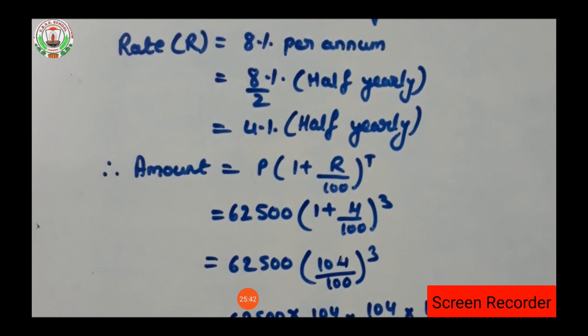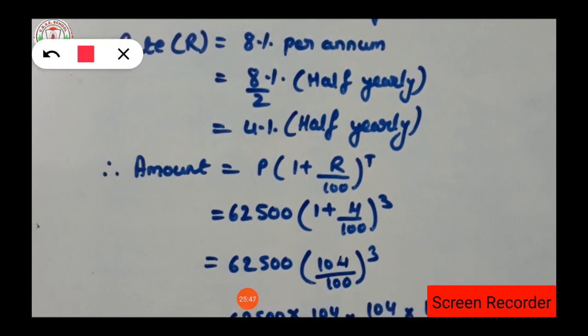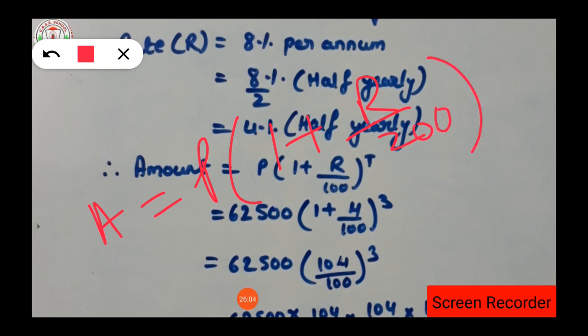Or if you are getting confused in converting the time into double and the rate into half, the formula can be changed into the form P into 1 plus R by 2, or R upon 200, to the power 2 into T, like this. Directly you can change all of it, whatever changes we had made in the time.